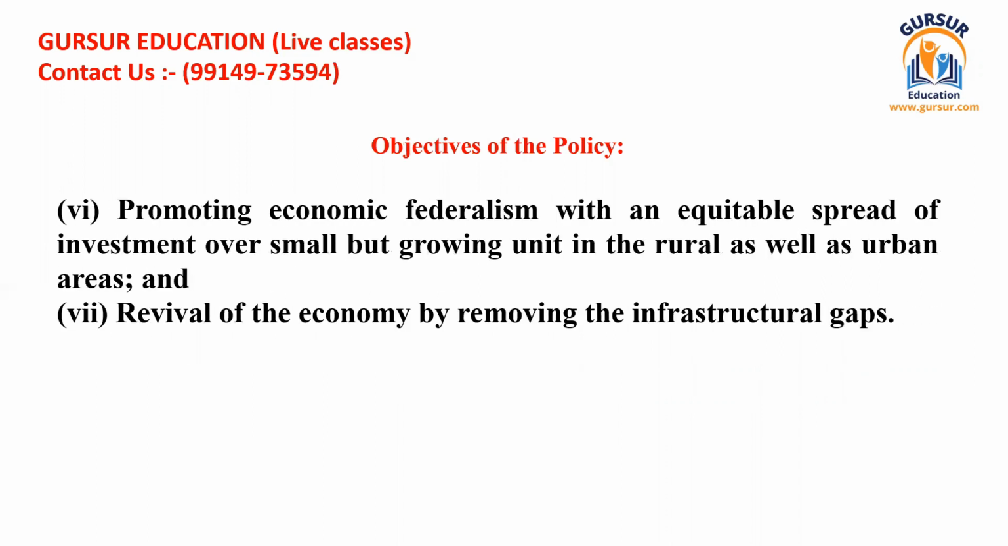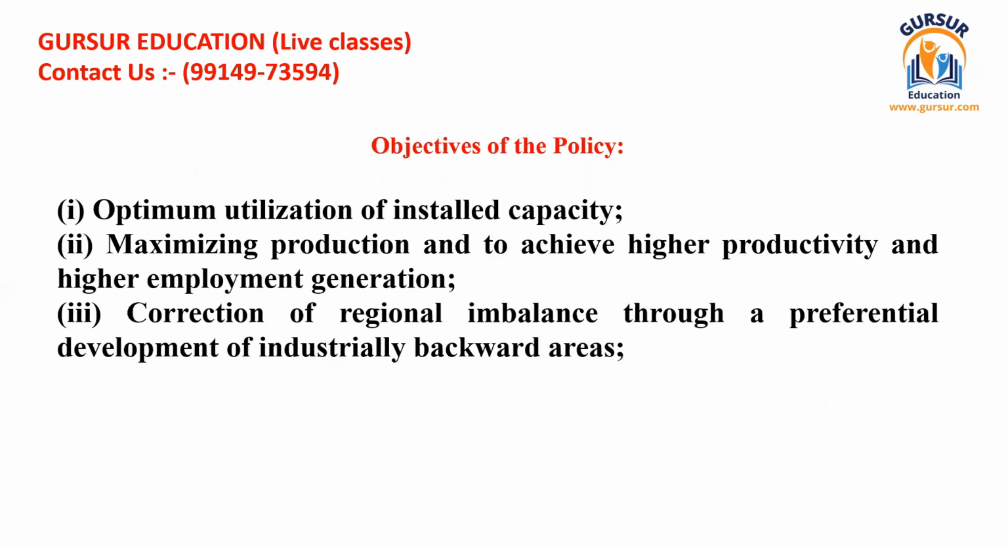Then there are some of the objectives of the policy, which we have to understand. After that we shall see what is there for us. There are a number of objectives, so one by one I am going to explain these. The first, we should make the optimum utilization of installed capacity in all the industrial units. After that, we should achieve higher productivity and generate higher employment. That was also an objective of this policy. Then we have to correct the regional imbalance, so we have to give preference to industrially backward areas. So that was the third objective.